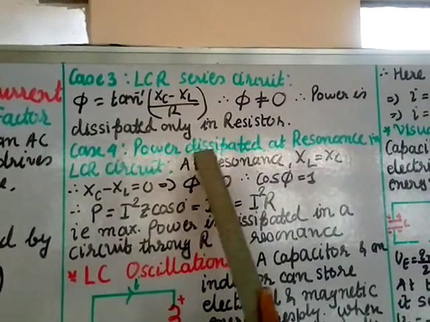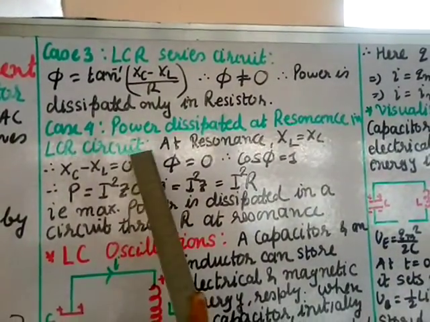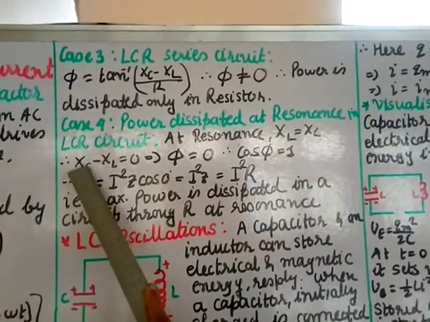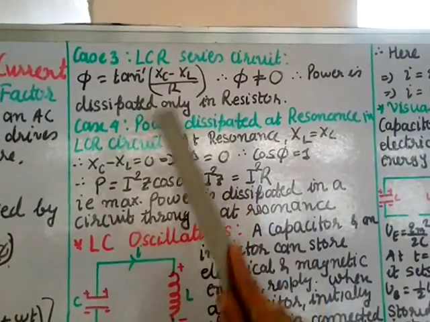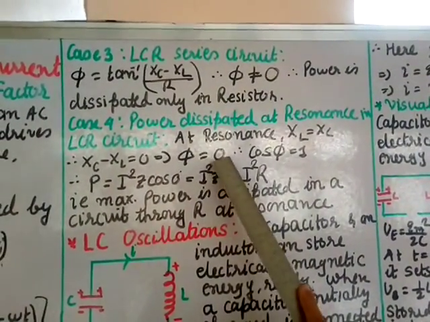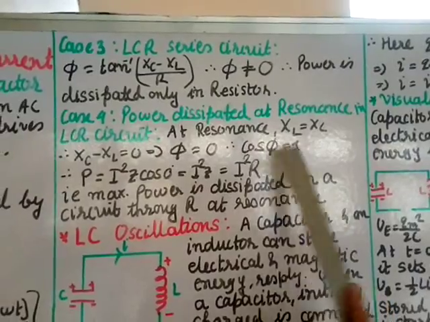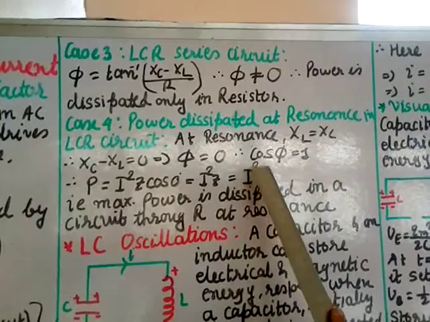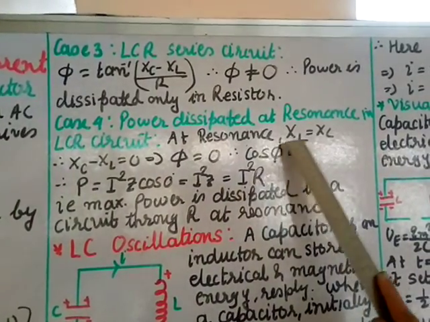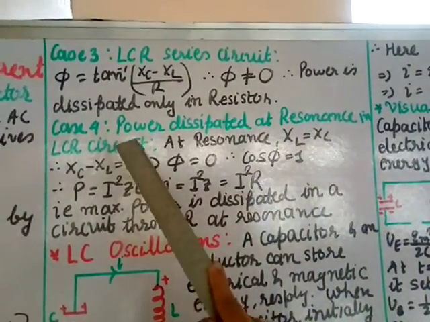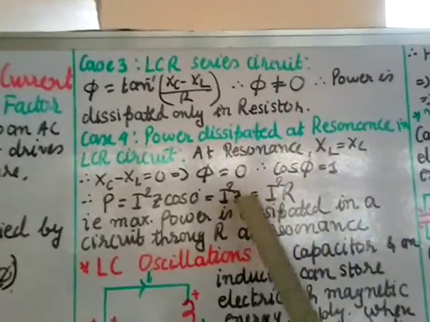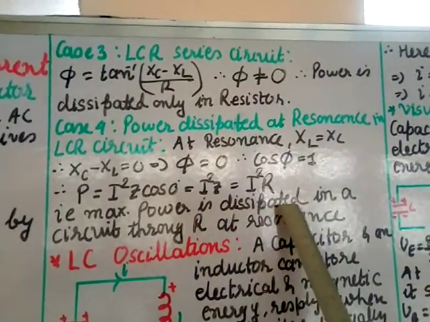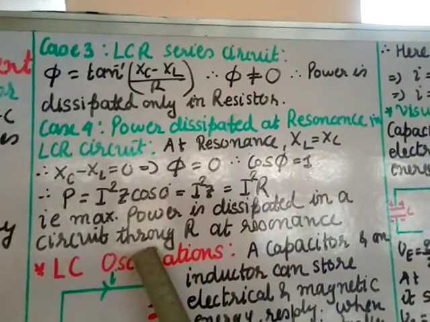Case 4, power dissipated at resonance in an LCR circuit. At resonance, we know that XL = Xc. That means Xc − XL = 0, so φ = 0. If φ is 0, cos φ = 1. That means P = I² Z cos 0, that is I² Z = I² R. Z is R. Why R? Because XL = Xc, and at resonance the impedance is equal to R. That is, maximum power is dissipated in a circuit through R at resonance.